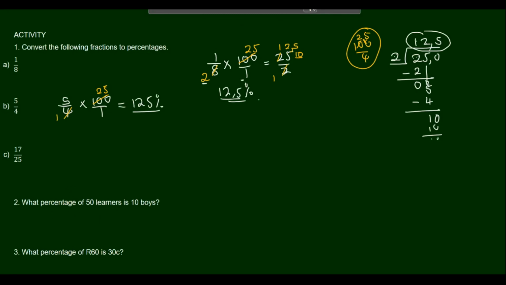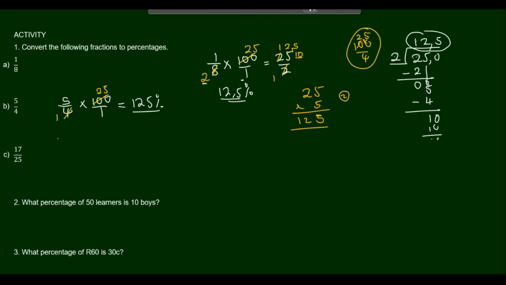Right. If you want to use the columns when you're doing a multiplication, you can say 25 times 5. 5 times 5 is 25. Write 5 and carry 2. Then 5 times 2 is 10. 10 plus 2 is 12. See that we're getting 125 there.